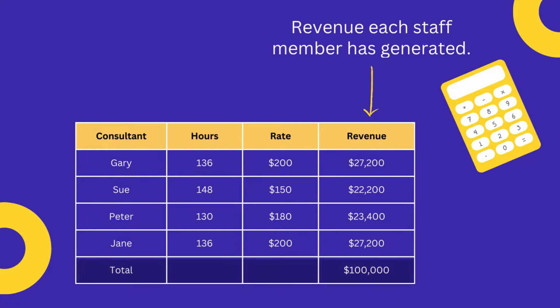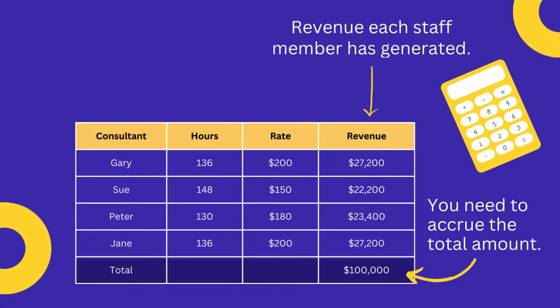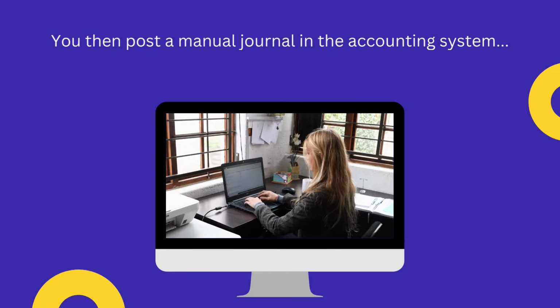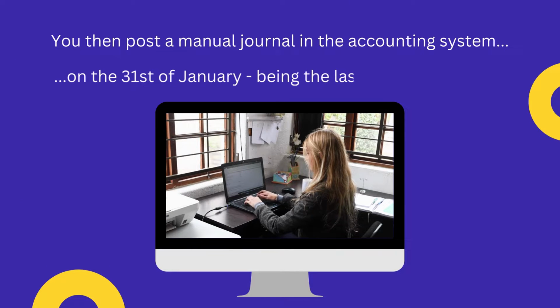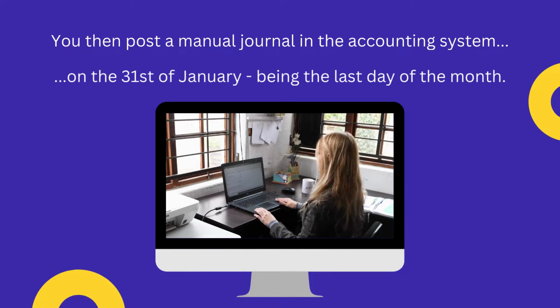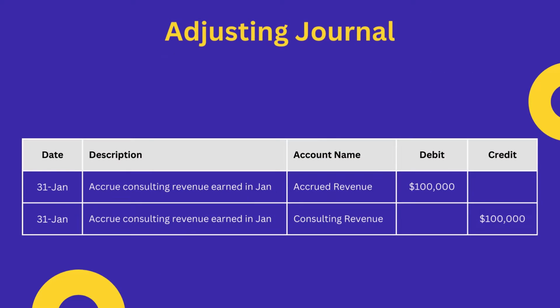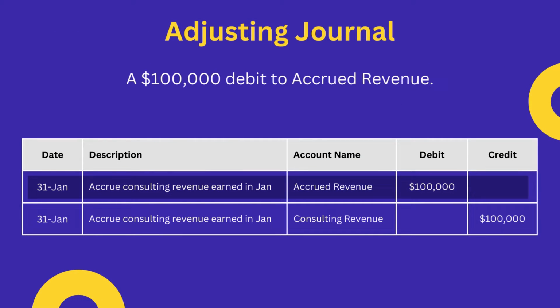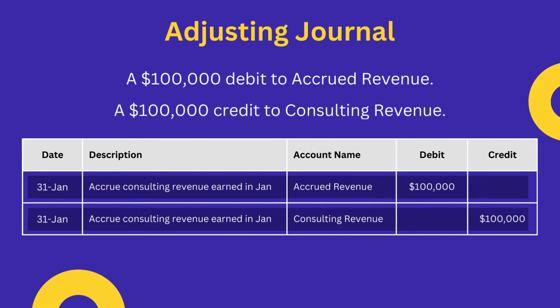All the individual amounts add up to $100,000, which is the total amount of revenue you need to accrue for January. You then post a manual journal in the accounting system on the 31st of January, being the last day of the month, that looks like this: a $100,000 debit to accrued revenue and a $100,000 credit to consulting revenue.